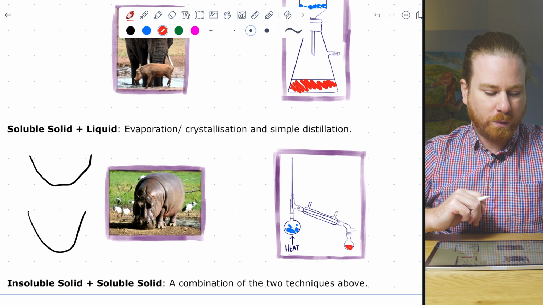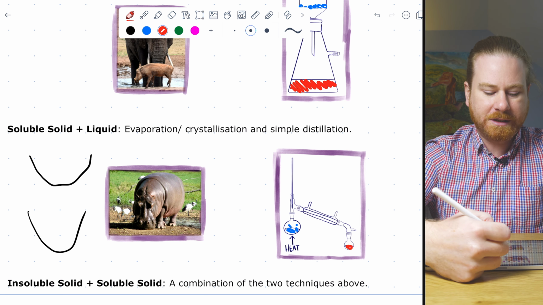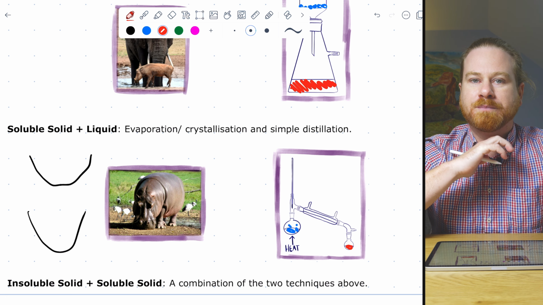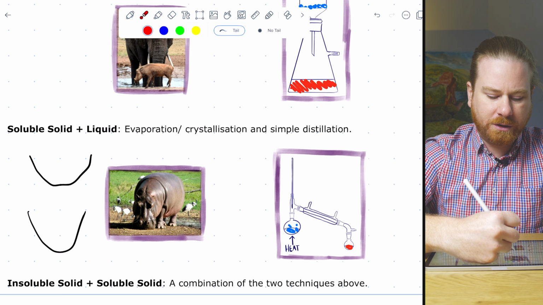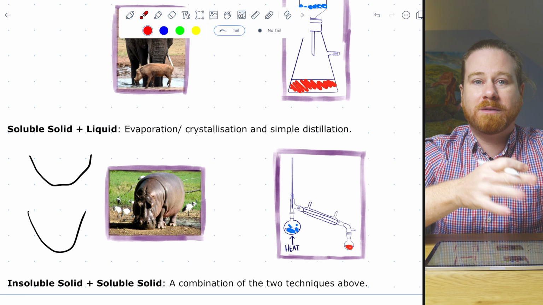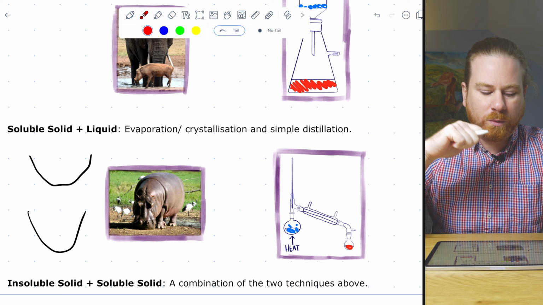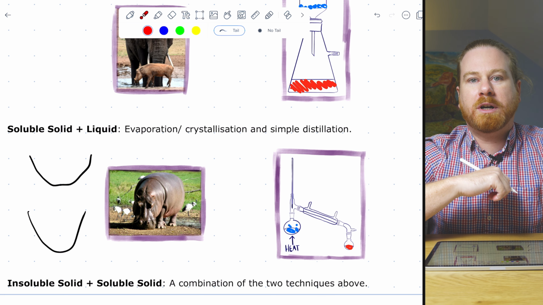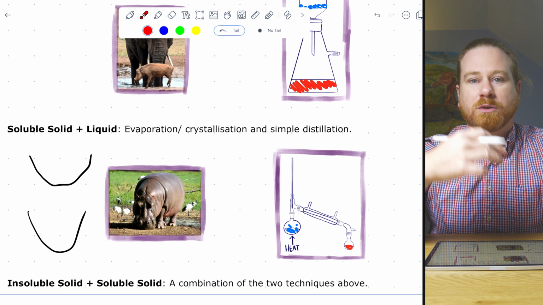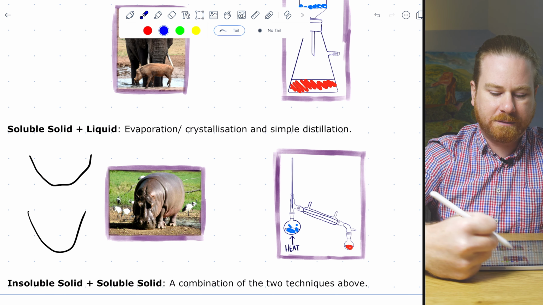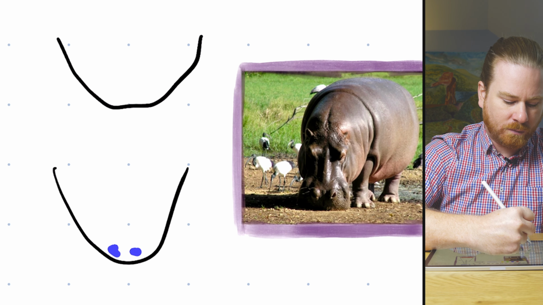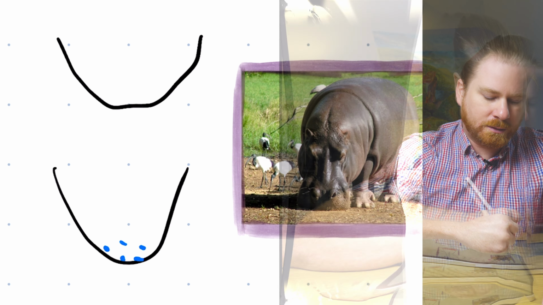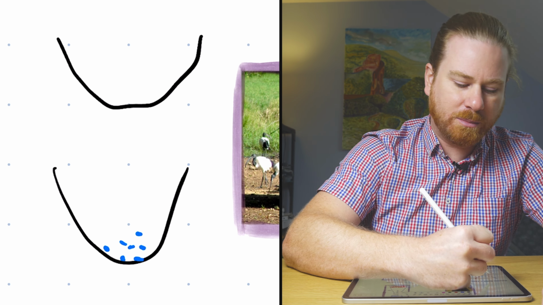But imagine we have a soluble solid plus a liquid. There are two techniques you can use here. We could do evaporating or crystallization, and they're very, very similar. With this, you evaporate the liquid to dryness. Once you've evaporated to dryness, you are left with your solid particles at the bottom.